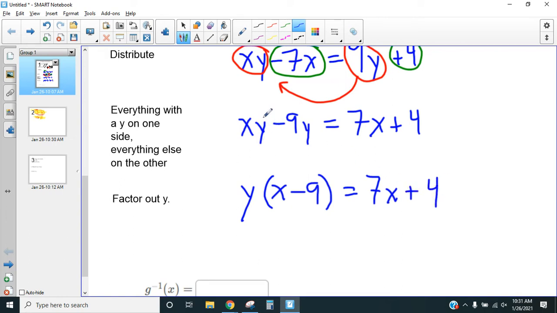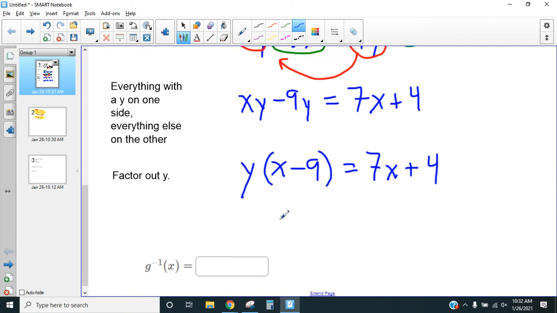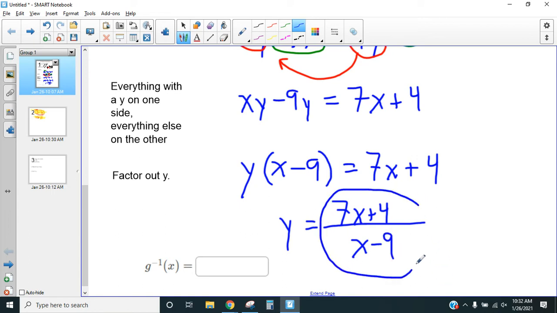Right, we just took the y out. Now there's only one y left, right? And we're finding the inverse. We're solving this equation. When I write y out in front like this, what is it doing? It's saying y is doing what with the x minus 9? It's multiplying. How can I undo multiplication? Divide. So what I'm going to do, I'm going to divide that whole thing over there on the right by x minus 9. And that's my answer right there.